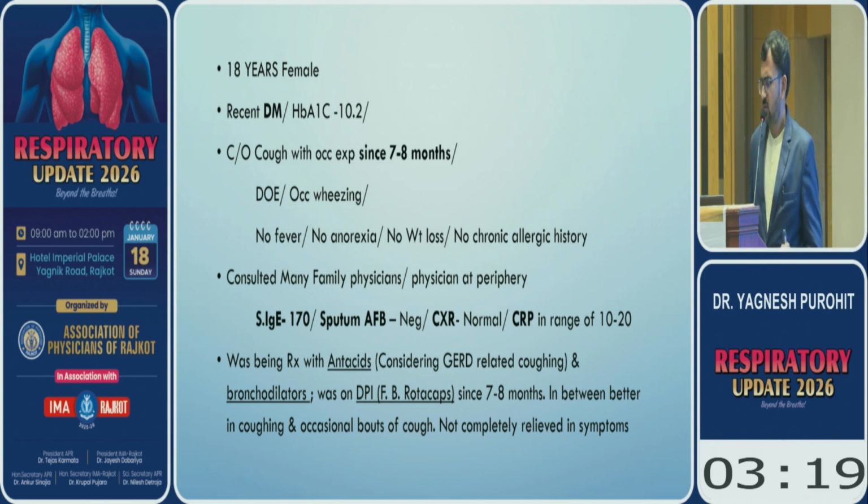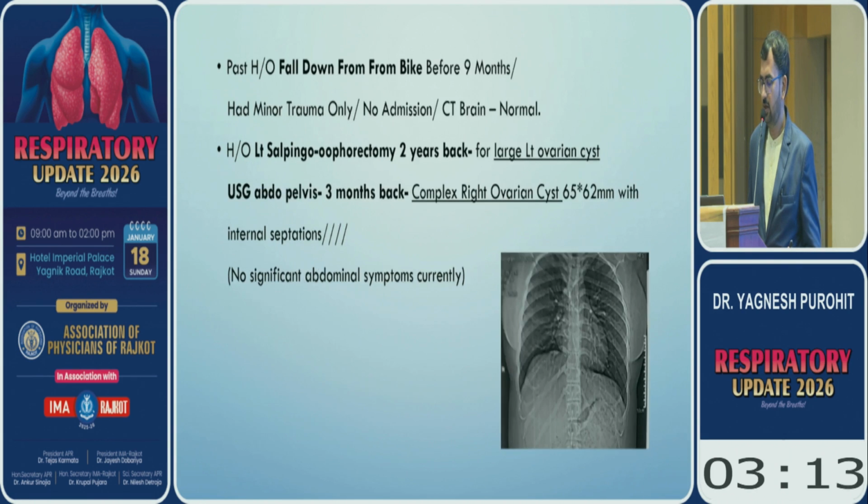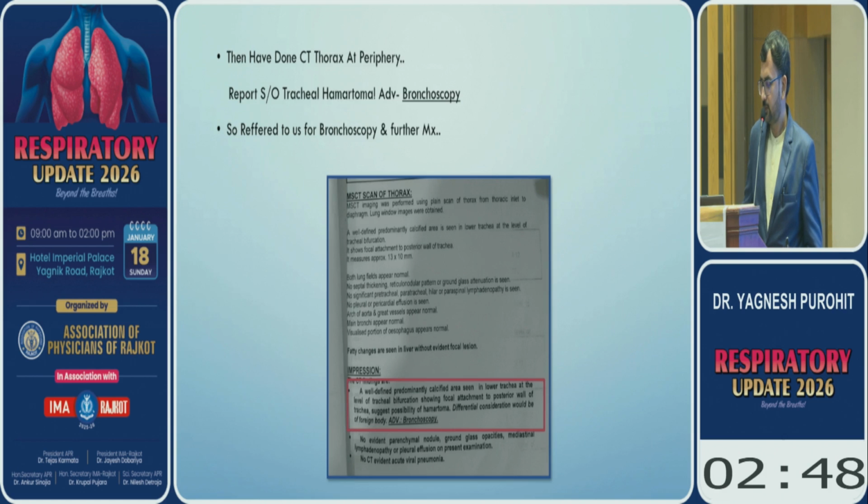In between she was remaining okay, and sometimes there were bouts of coughing also, but not relieved completely in her symptoms. Her past history was a fall from a bike 9 months before, had minor trauma only, no admission at that time, CT brain was normal. She had history of left salpingo-oophorectomy 2 years back for a large left ovarian cyst. She also had a report of USG 3 months back, which was showing a right complex ovarian cyst also, but no abdominal symptoms at that time. And this was her X-ray, which was normal.